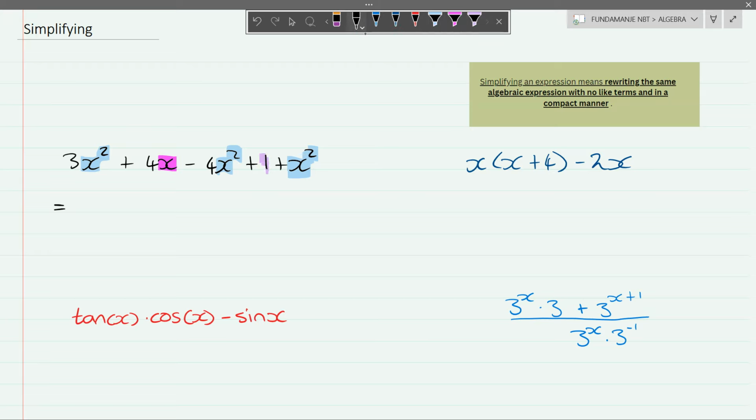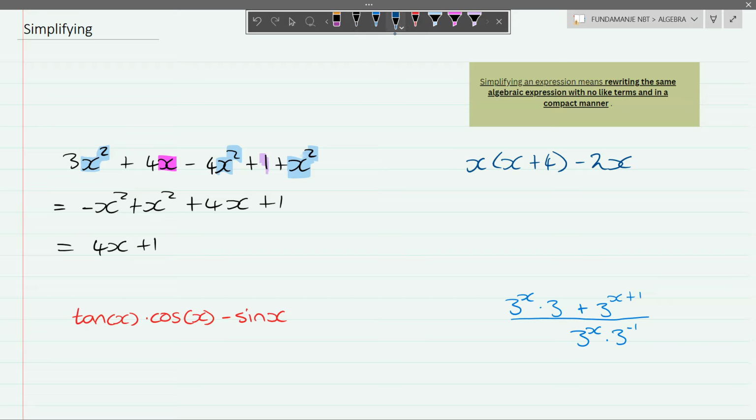Therefore, by combining these like terms, we get 3x squared minus 4x squared gives us minus x squared or minus 1x squared, and then plus this x squared that is left. These two are going to cancel out, and we're going to have plus 4x plus 1. Therefore, our answer is just 4x plus 1. We've managed to reduce this algebraic expression to this value. So instead of working with this monstrosity, you have now reduced it to a simpler looking expression. Therefore, this is one method of combining the like terms.